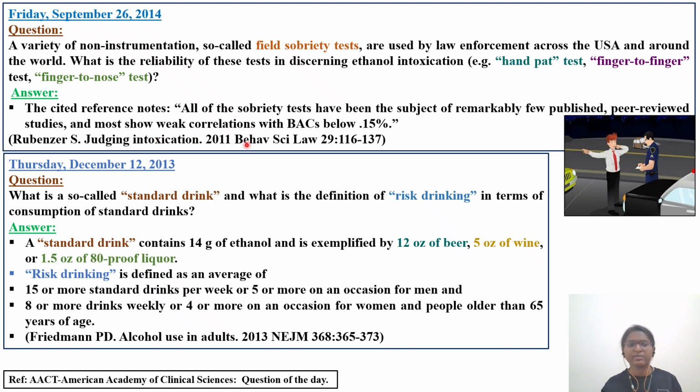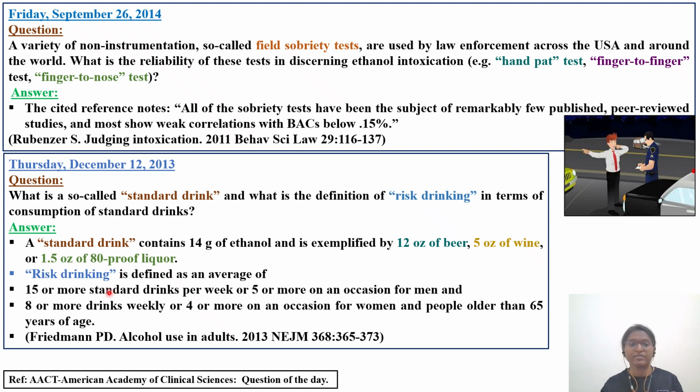Okay. Second question. What is the so-called standard drink? How are we going to measure the concentration of alcohol in that particular standard drink? What is the definition of risk drinking in terms of consumption of standard drinks? A standard drink contains 14 grams of ethanol and is exemplified by 12 ounces of beer, 5 ounces of wine, and 1.5 ounces of 80 proof liquor.